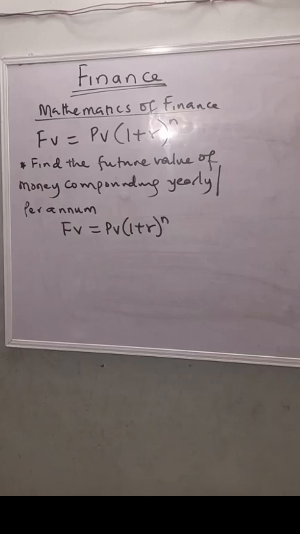So let's assume I'm given a question. They gave me present value as maybe 1,000 naira. They gave me the rate as 5%. They gave me the number of years as 10. And they say I should find out the future value of money compounding yearly, or annually, or per annum. This is what I will do.